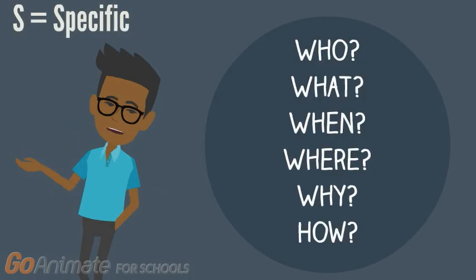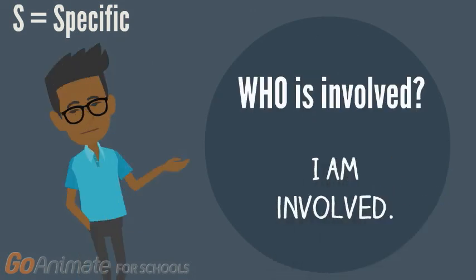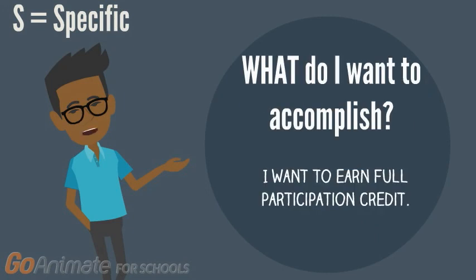To make your goal as specific as possible, ask yourself who, what, when, where, why, and how questions about your goal. For example, if setting a goal about class participation, I might ask, who is involved in my goal regarding participation? The answer is, I am involved. Next, when thinking about what, I might ask myself, what do I want to accomplish? For this goal, the answer is, I want to earn full participation credit.